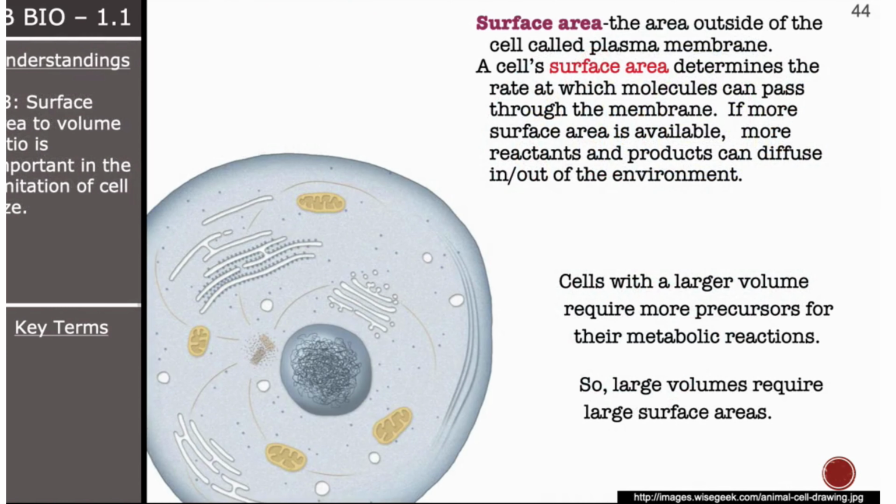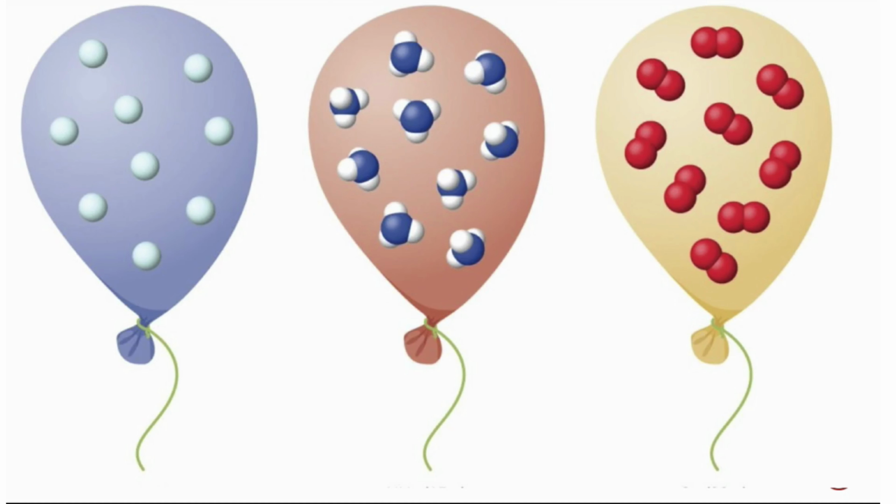Surface area is the area outside of the cell, called the plasma membrane. A cell's surface area determines the rate at which molecules can pass through the membrane. If more surface area is available, more reactants and products can diffuse in and out of the environment. Cells with a larger volume require more precursors for their metabolic reactions. So large volumes require large surface area.